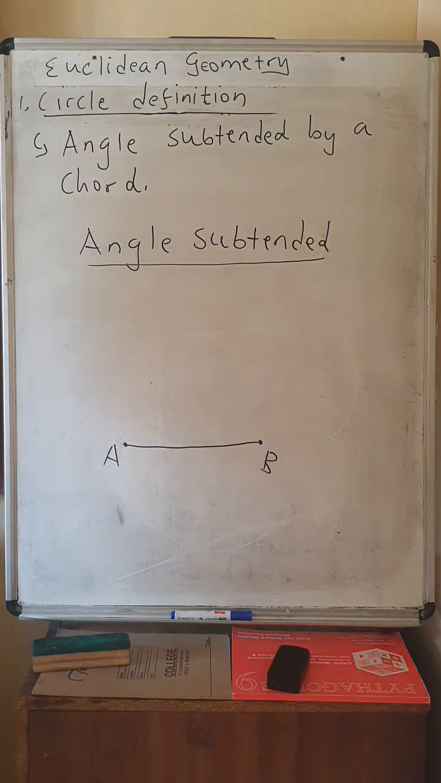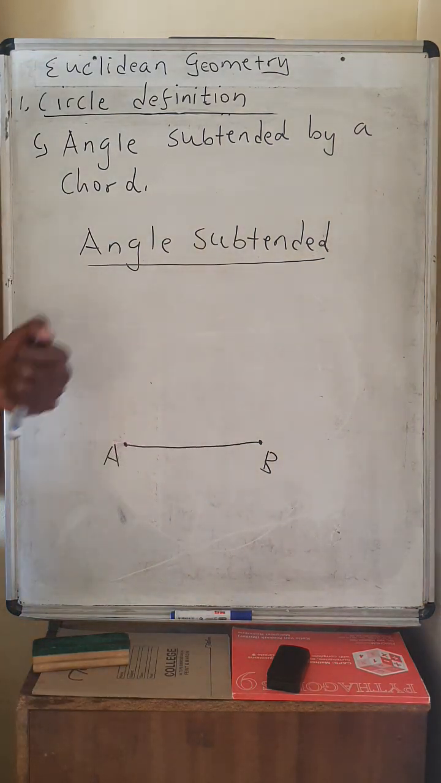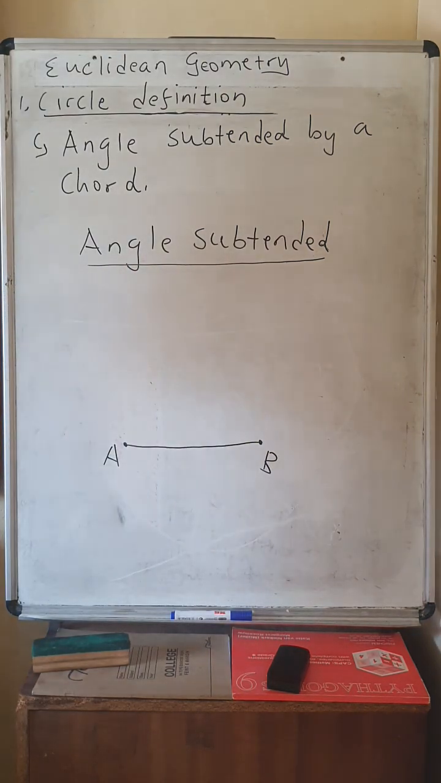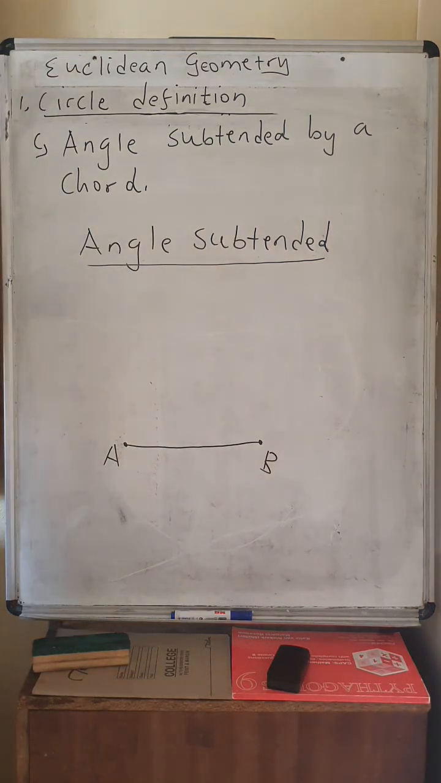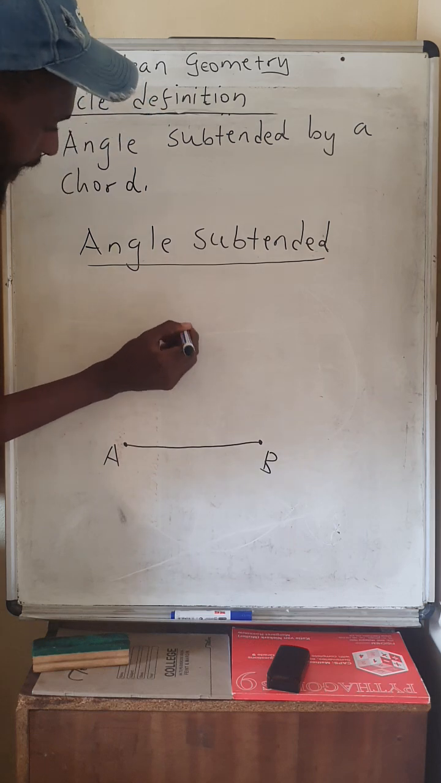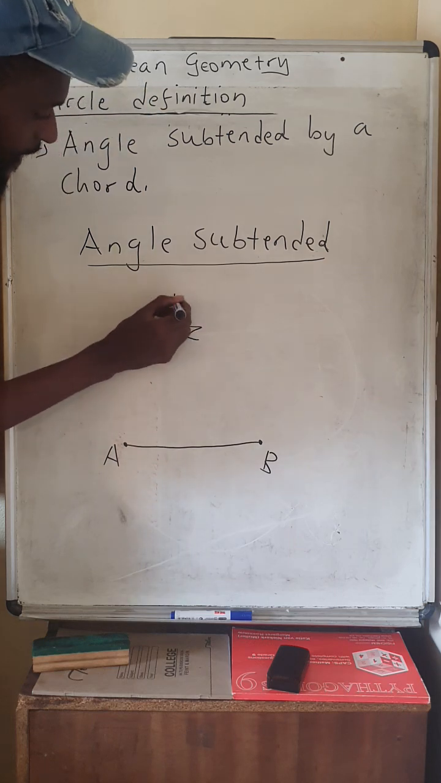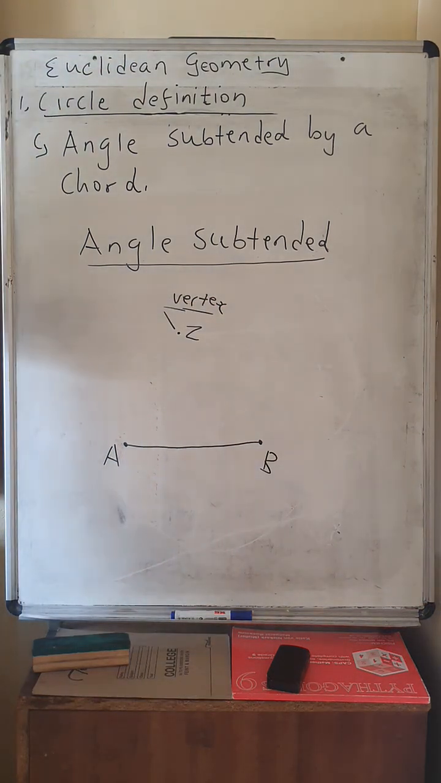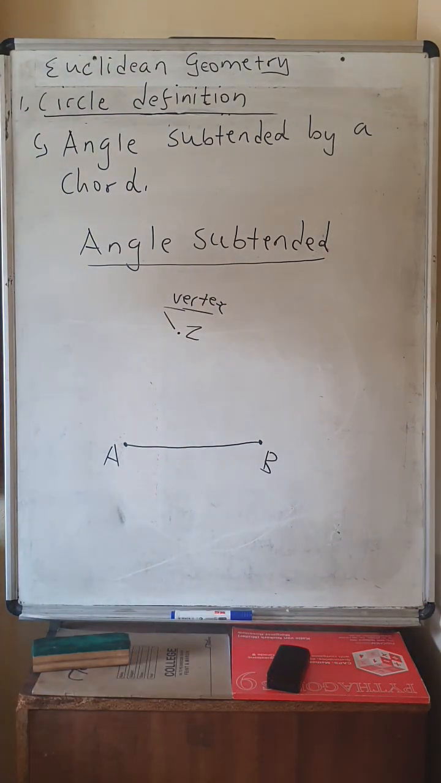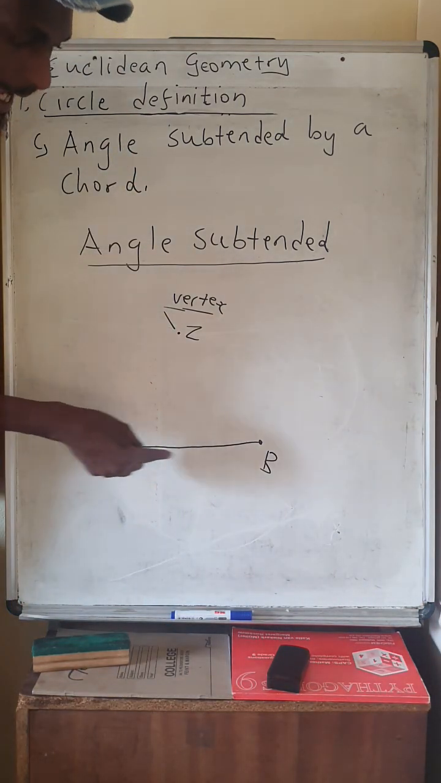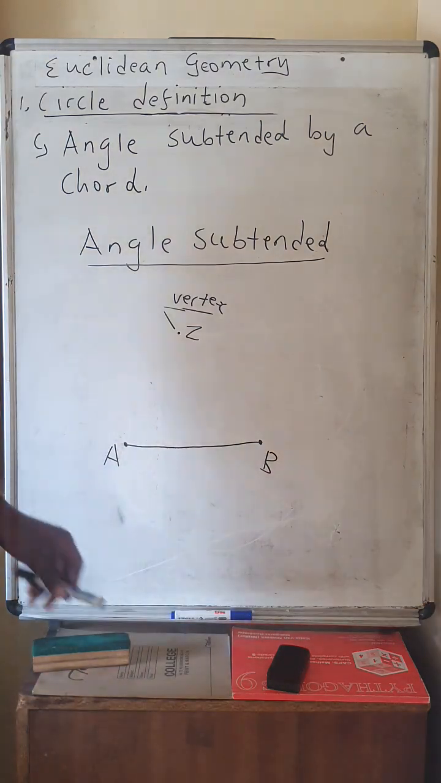So if I want this line segment to enclose a particular angle, to subtend a particular angle, this is what should happen. Let me say I have an angle here. This is the vertex of the angle. Let me call this angle Z. So Z is the vertex of a particular angle. So now I want angle Z to be enclosed by AB. This is what you should understand.